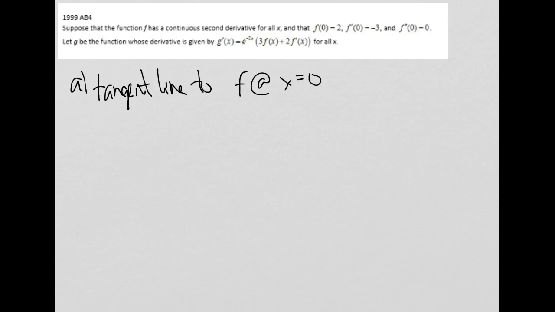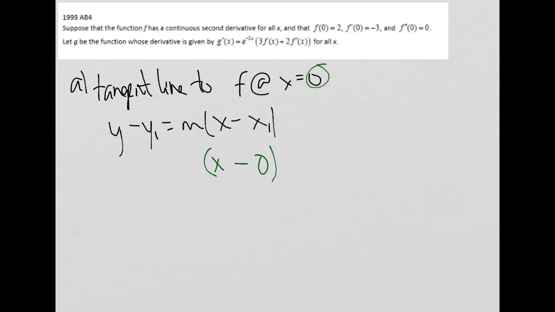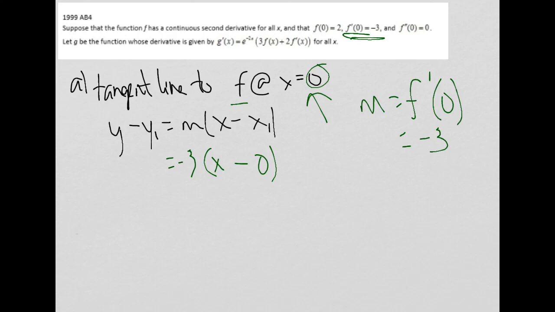So whenever I hear tangent line, I think y minus y1 equals m times x minus x1, point slope. My x1 is going to be this 0, so I'm going to have x minus 0. My m, well, we're looking at the tangent line to f, so m is going to be equal to f prime of 0, and look, that's right here, so m is equal to negative 3. So I'm going to have equals minus 3 times x minus 0.